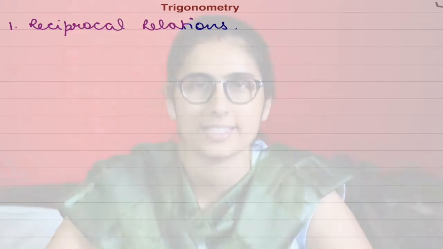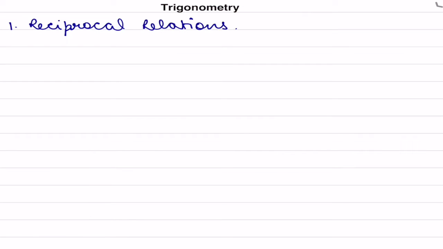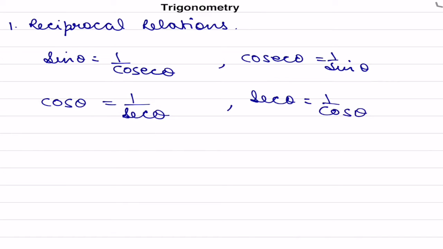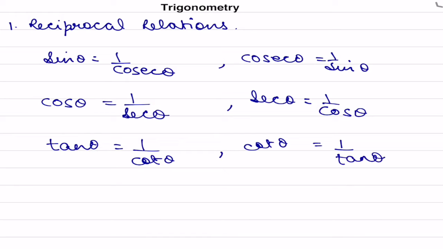Today we will move to the next part of the trigonometric ratios, that is the reciprocal relations and the square relations. First is reciprocal relations that I have already explained in my previous video. Sine is the reciprocal of cosecant and cosecant is the reciprocal of sine. Second, cos is the reciprocal of secant and secant is the reciprocal of cos. And the last, tan theta is the reciprocal of cot, and cot is the reciprocal of tan. So please, you have to remember these reciprocal relations.